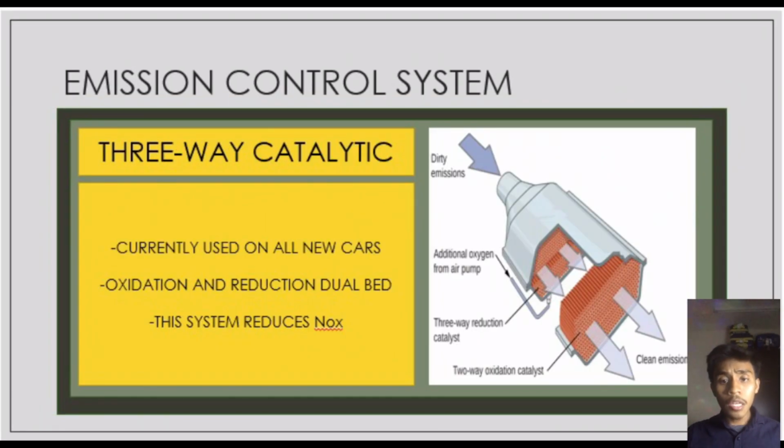After that, the emission control system is the three-way catalytic converter. A three-way catalytic converter oxidizes exhaust gas pollution, both hydrocarbon and carbon monoxide. It reduces nitrogen oxide into harmless components such as water, nitrogen, and carbon dioxide. There is a video that explains how the three-way catalytic converter works.